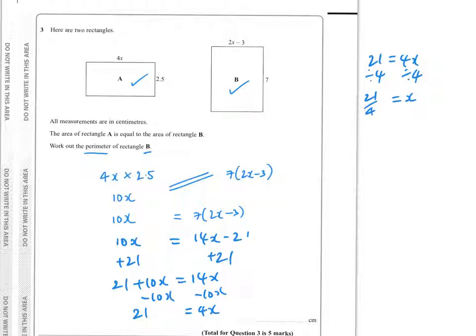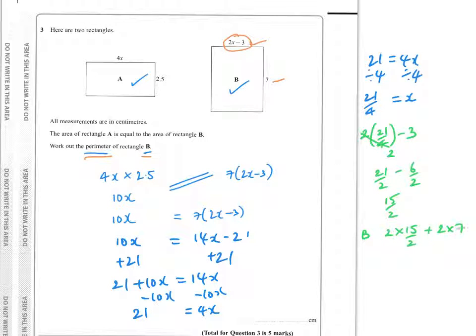So it says work out the perimeter of rectangle B. Well, its perimeter is going to be 2 of those and then 2 of these. So when x is 21 over 4, that's going to give us 2 lots of 21 over 4 minus 3, which is 21 over 2 minus 3, which is 6 over 2. So that gives us 15 over 2. So the total perimeter for B is going to be 2 lots of 15 over 2 plus 2 lots of 7, which is going to be 15 plus 14, which is 29 centimetres.